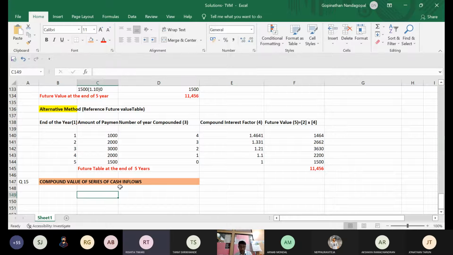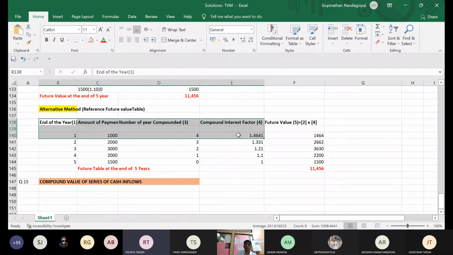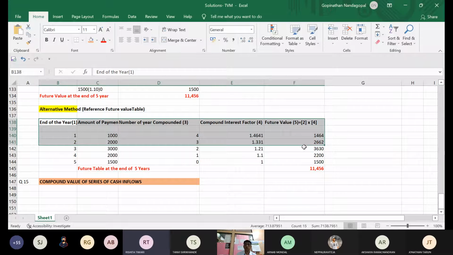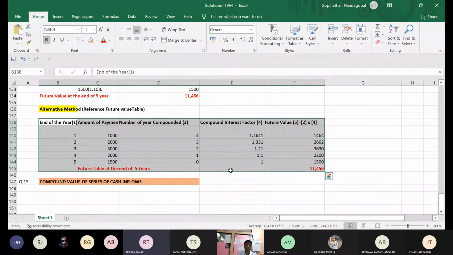Mr. Rohit deposits rupees 1 lakh, rupees 2 lakh, rupees 3 lakh, and rupees 4 lakh in his deposit account at the beginning of first year, second year, third year, and fourth year, respectively. Determine the account balance at the end of fourth year if the interest rate is 12% per annum. Okay.